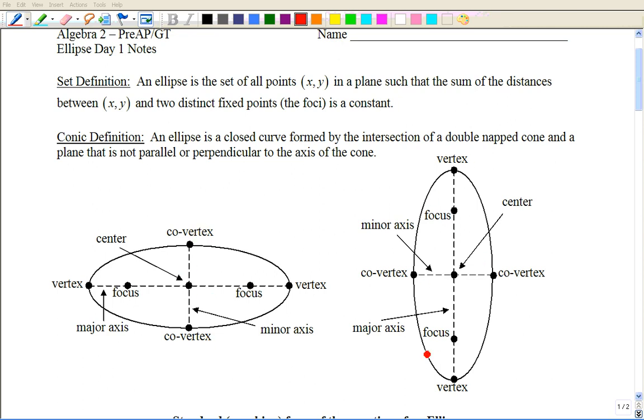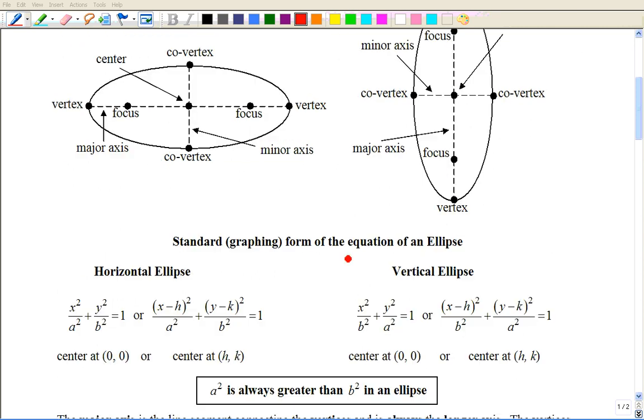Same thing over here. So you see this vertical ellipse. This time, the major axis, this longer one, is going vertically, and it connects the vertices. And the foci are also on the major axis, and the minor axis is going left to right, and at the endpoints we've got the co-vertices. So let's look at their equations.